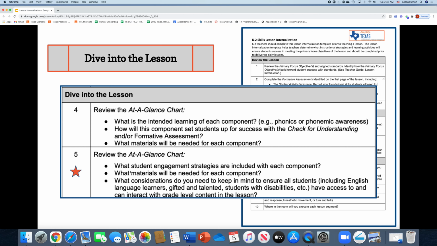As we continue to dive into the lesson, we're going to be looking at what student engagement strategies are included in each component of this lesson. Again, what materials, if there's additional things like maybe a chart paper that it suggests either writing things on a chart paper or on the board. I'm going to decide how I want to present that information to my class. And then finally, what considerations do I need to keep in mind to make sure that all students have access to and can interact with this grade level content in the lesson. So let's take a look at that portion.